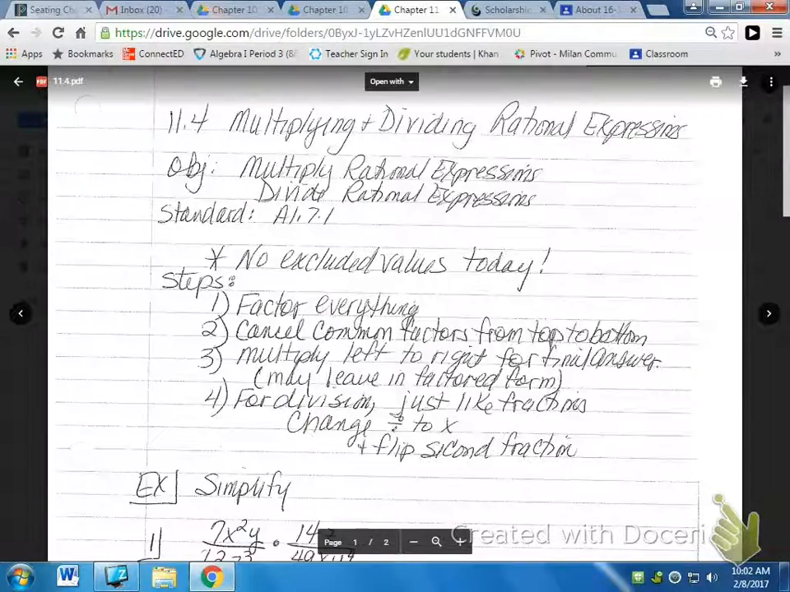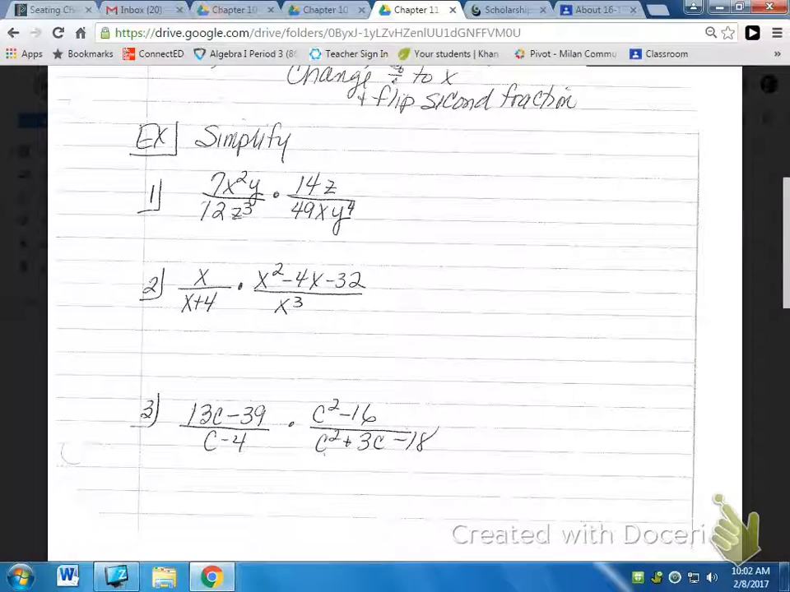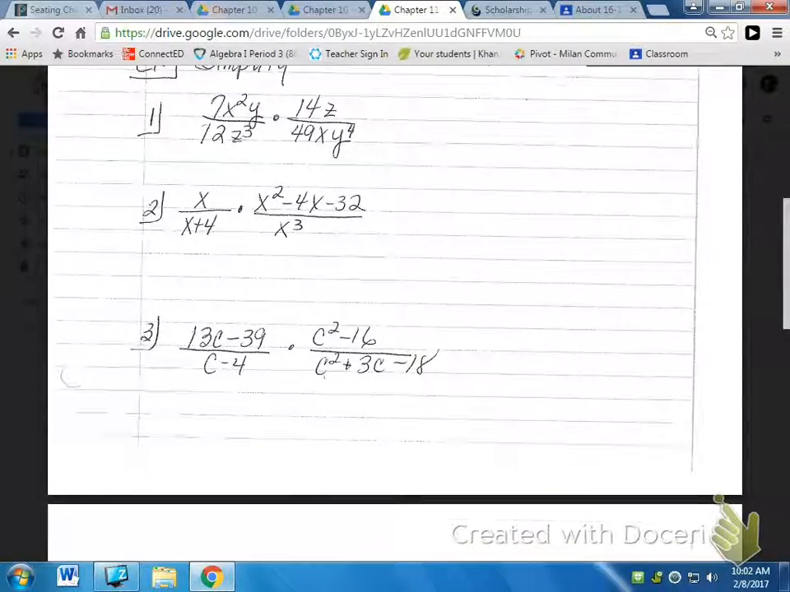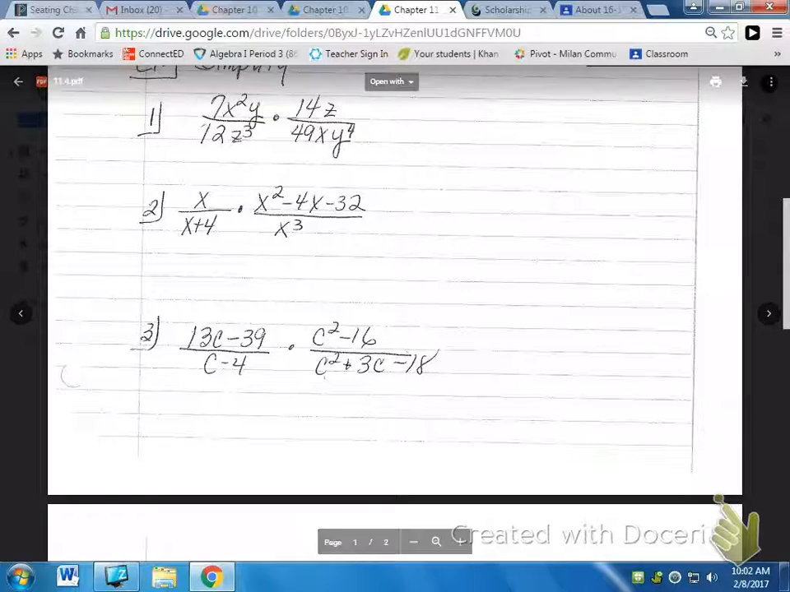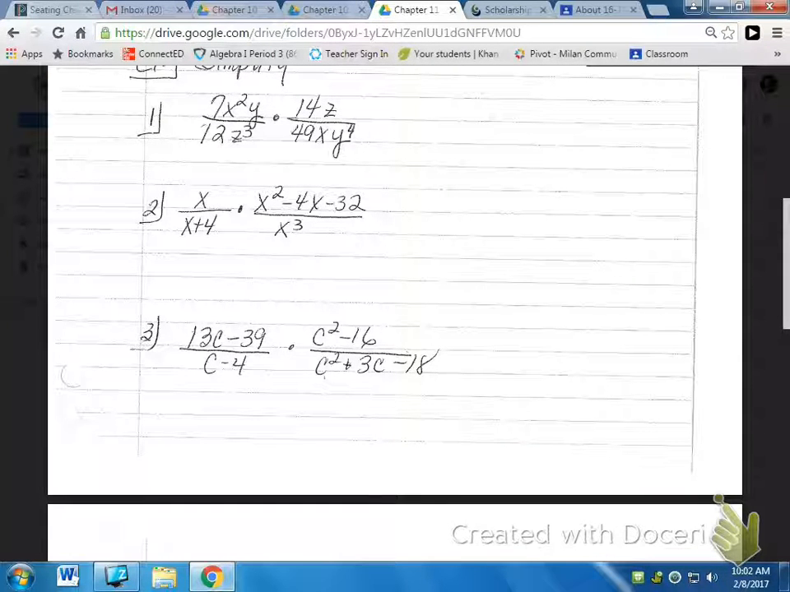Okay, so we're going to start off simple. We're going to start off with monomials in our rational expressions. So hopefully you'll kind of get the hang of it here. On number 1, it's 7x squared y over 12z to the third, times 14z over 49xy to the fourth. So there is a lot of stuff going on here.